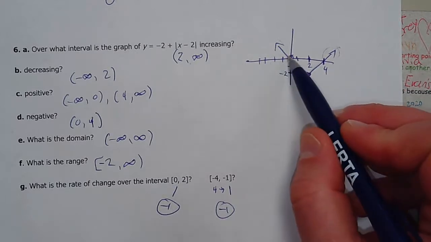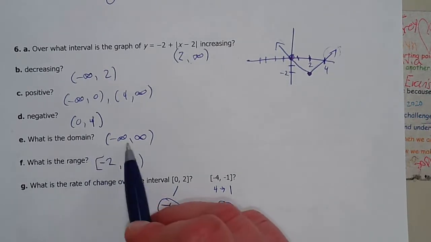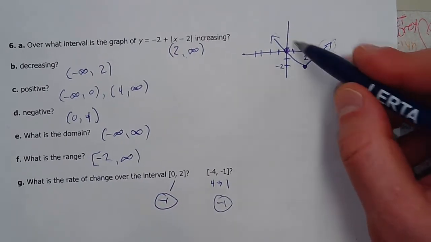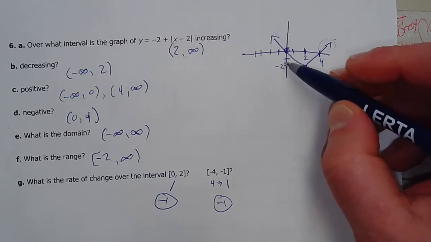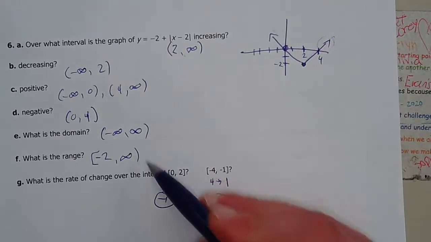Domain, everything. This graph goes left and right forever. So negative to positive infinity. The range, lowest value it ever reaches is -2. Highest value would be infinity.